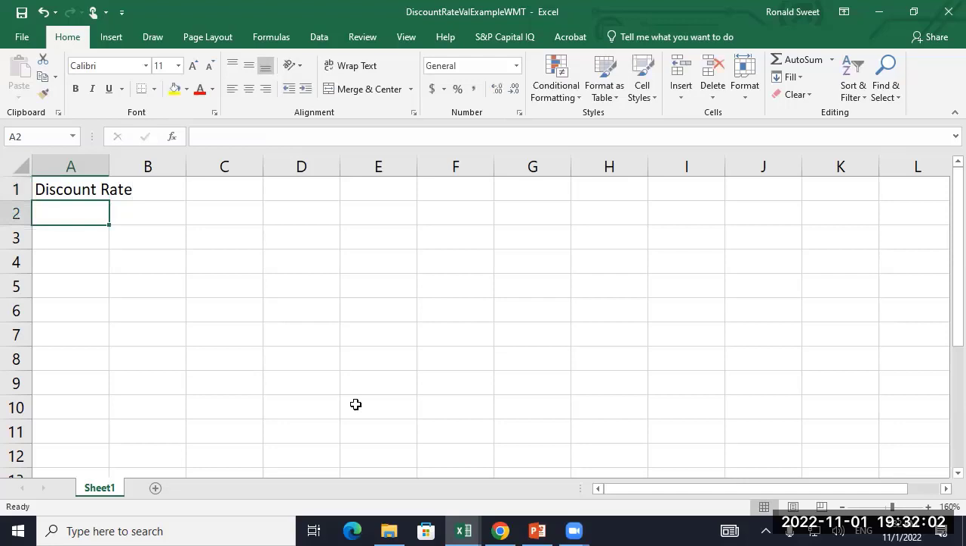You start off with what the inputs are. So you got the risk-free rate, the market risk premium, and the betas. So you probably should have a section titled each one of those things.